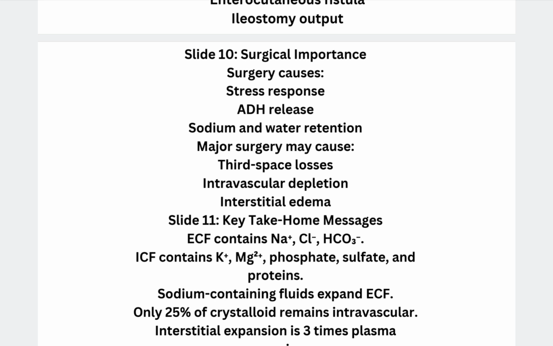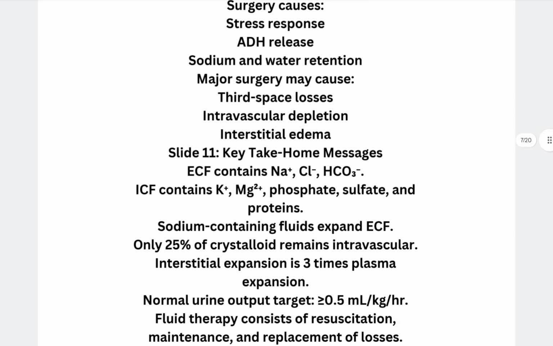Our extracellular fluid contains predominantly sodium as the cation, and chloride and bicarbonate as anions, while intracellular fluid contains potassium as the cation, and phosphates, sulfates and proteins as anions. Whatever sodium-containing fluids we give will expand our extracellular fluid, and only 25% of it will remain in the intravascular space. Keep this in mind in patients with cardiac disease, renal disease, or any fluid overload status: avoid maximum sodium-containing fluids, because they lead to excessive accumulation of fluid in the extracellular space, causing fluid overload and edema.